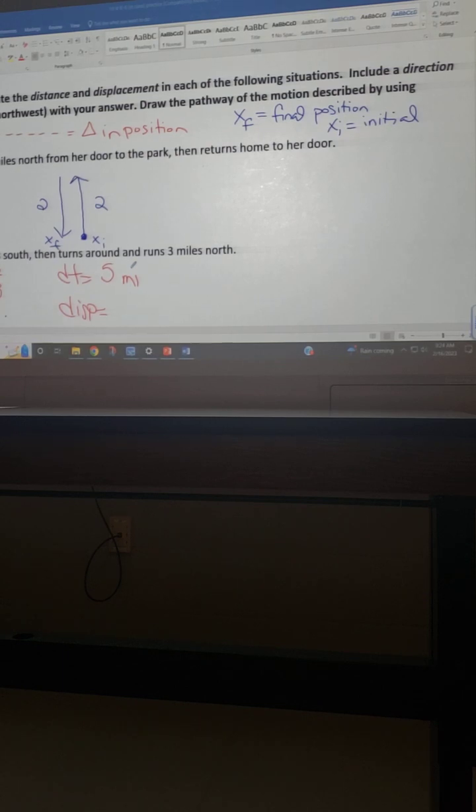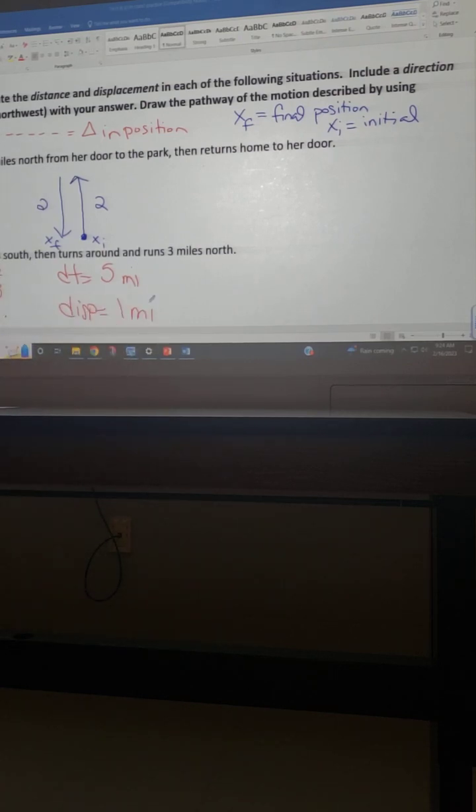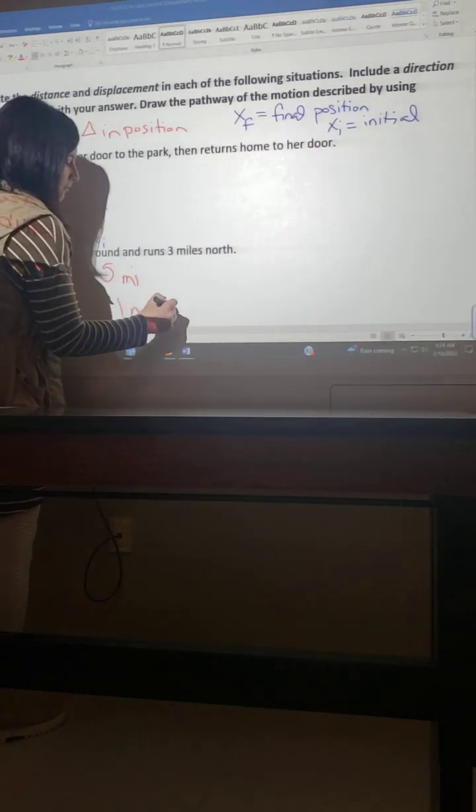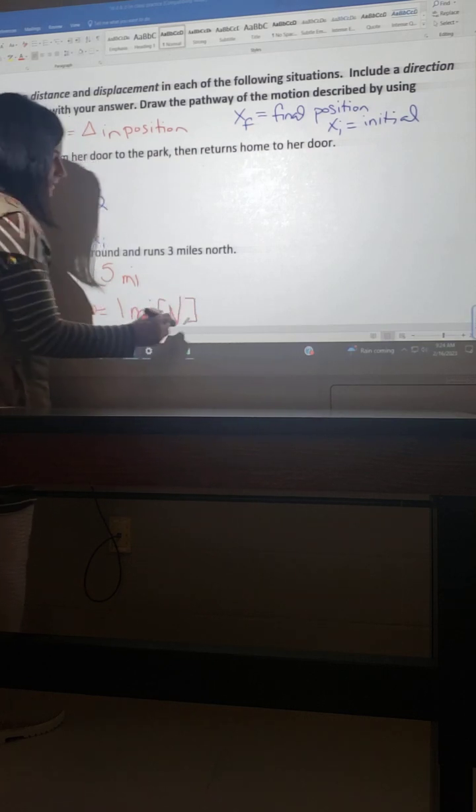1 mile. Okay, so it's going to be 1 mile. Now here comes the trickier part. What direction? Well, if you look at where you start, right? Look at your final location. It is north of where she started. So you can either write it out, or you can put a capital N in brackets.